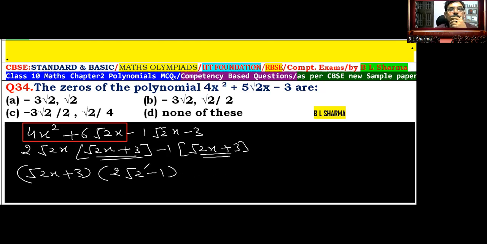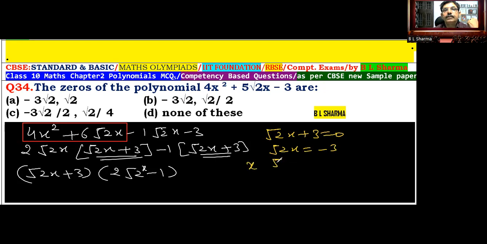Now we have two linear factors, that is, factors of degree 1. This quadratic polynomial, which was of degree 2, we have converted into linear factors. Now it is very easy to find the zeros when we have two linear factors. Put each factor equal to 0. As soon as you put the first factor, root 2x plus 3, equal to 0, root 2x is minus 3.